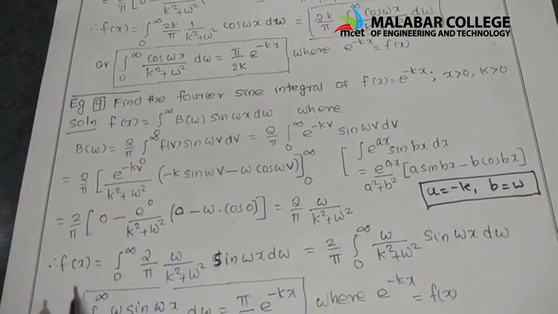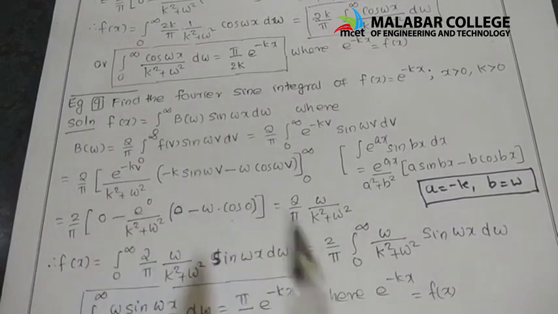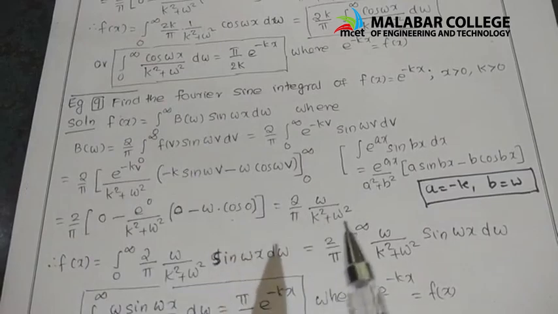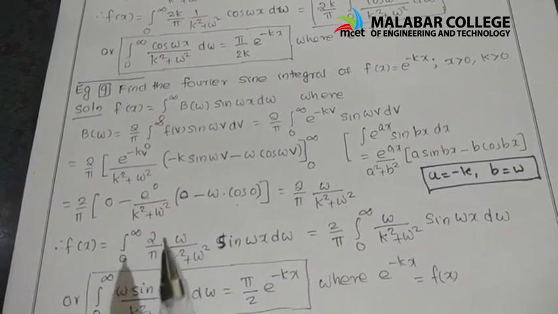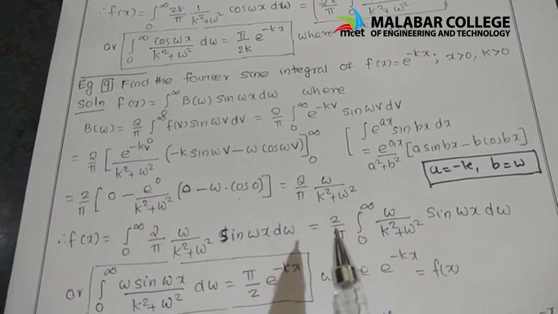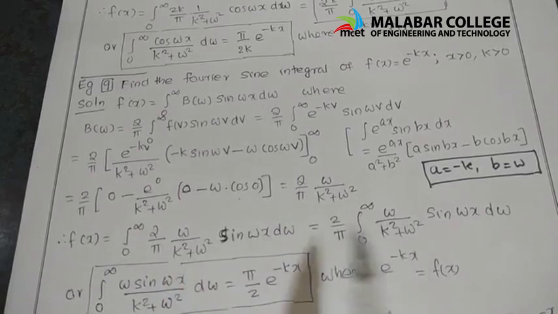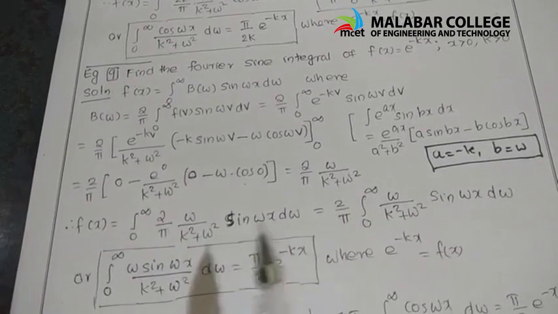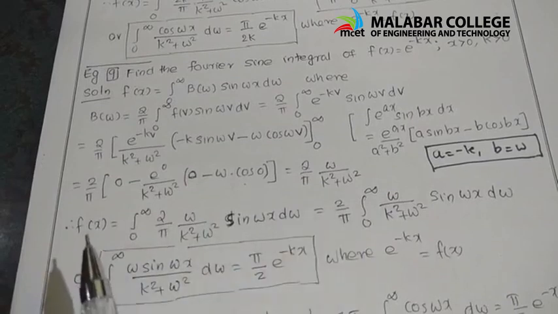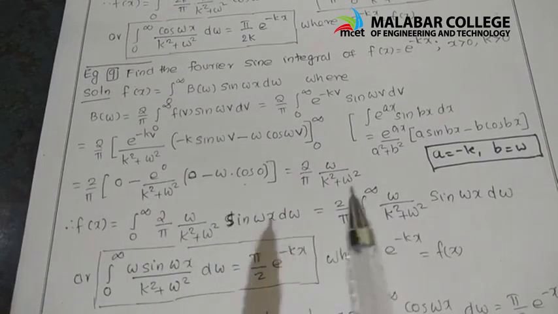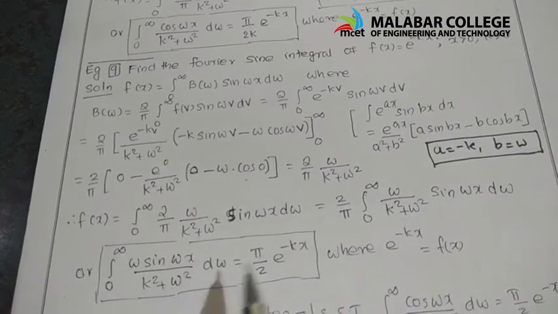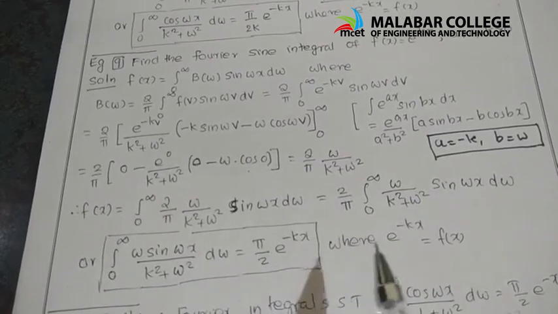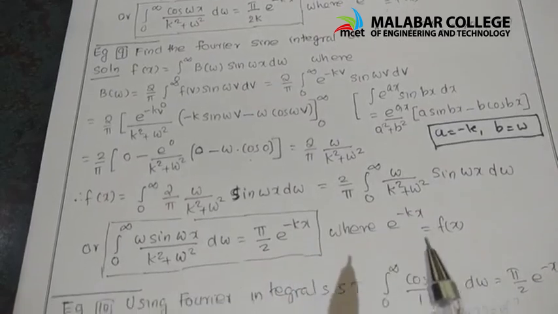Substituting this for b omega, f of x equals 2 by pi, the integral of omega by k square plus omega square sin omega x d omega, and taking 2 by pi out as a constant, the rest remains the same. Moving this 2 by pi to the left side, it is pi by 2 into f of x. So the integral of omega sin omega x d omega by k square plus omega square equals pi by 2 into e raised to minus kx, where e raised to minus kx is our f of x.